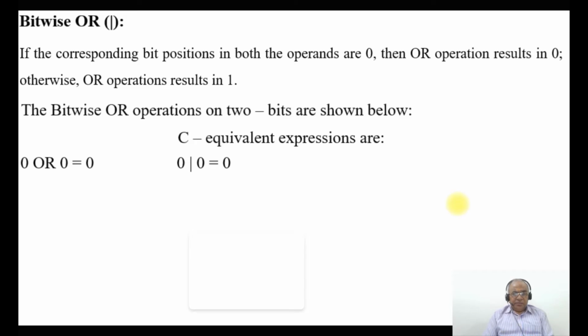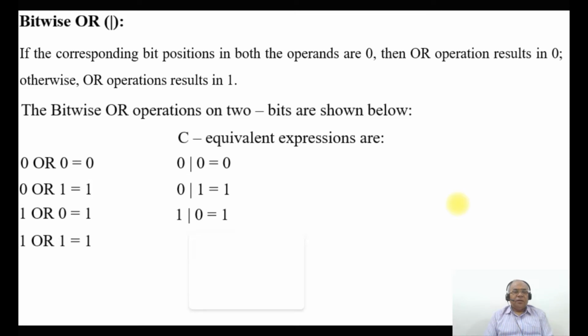So 0 OR 0 is equal to 0, 0 OR 1 is equal to 1, so 0 vertical bar 1 will be equal to 1, 1 OR 0 is equal to 1, 1 OR 1 is equal to 1.